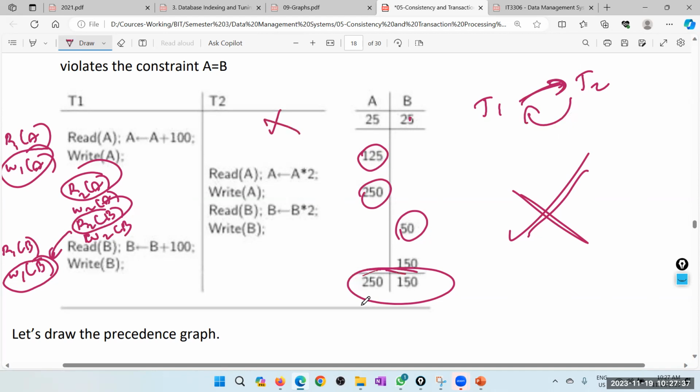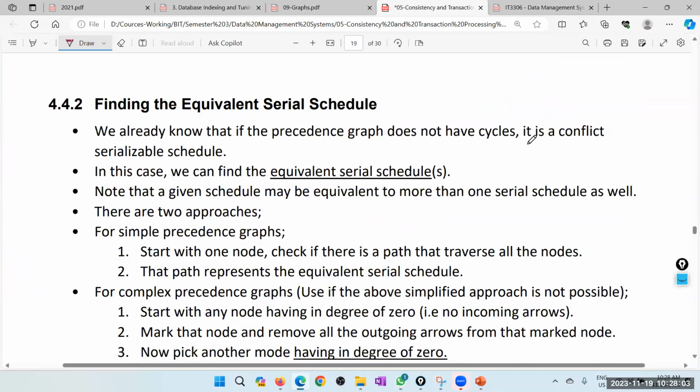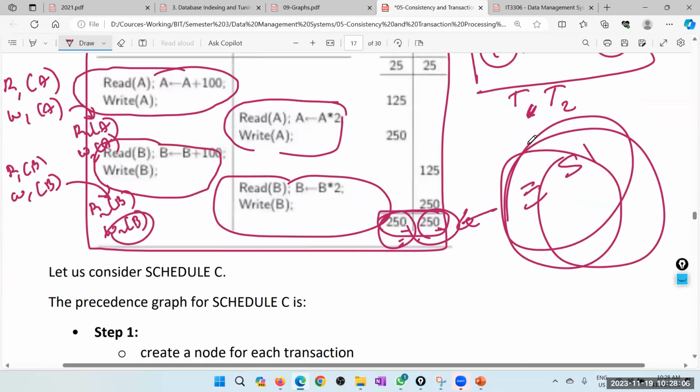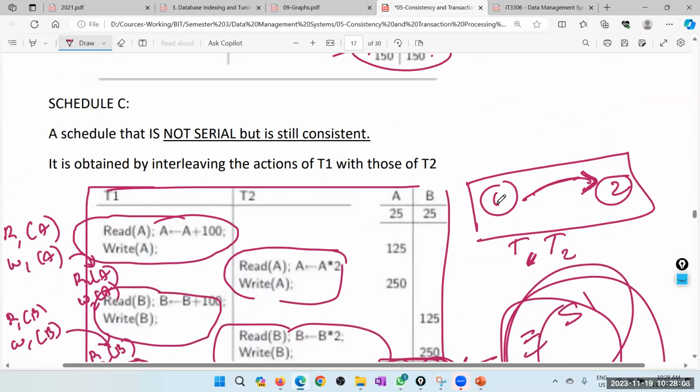And we found that the end result is also not equivalent to one of the serial schedules. But the real decision does not come from looking at this. This is just to confirm that. The real way is to draw the precedence graph. If it has cycles, it is not conflict serializable. If it doesn't have a cycle, it is conflict serializable to one of the serial schedules. And we can even say what that serial schedule is, right? For example, here we found that it is equivalent to the T1 and T2 schedule. So we can find what the equivalent schedule is also. So that is good news.